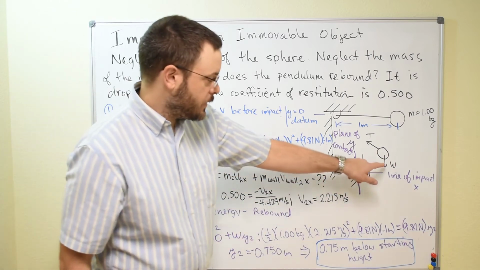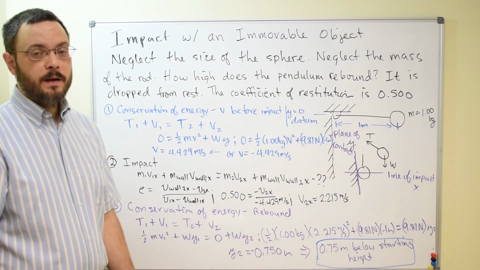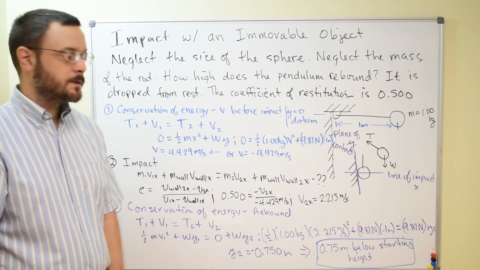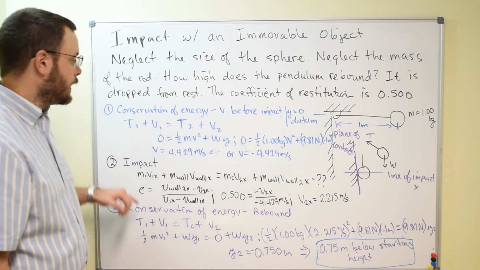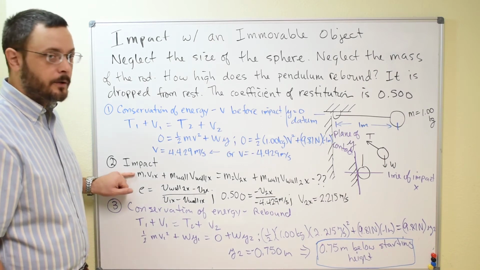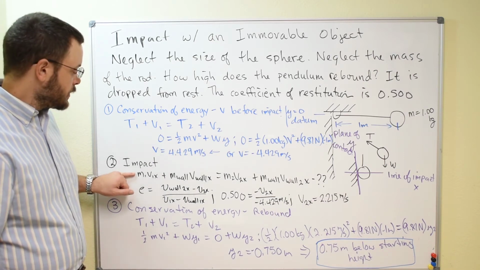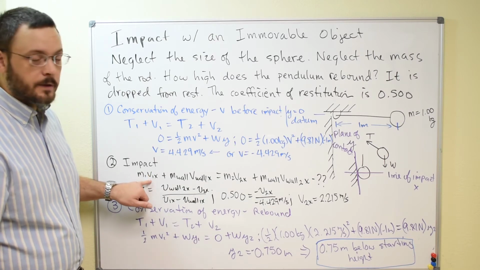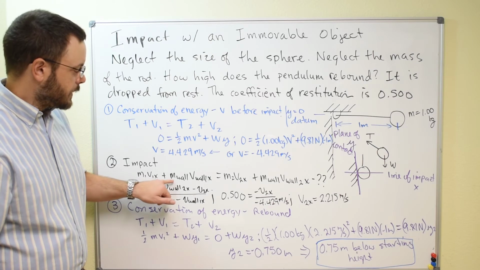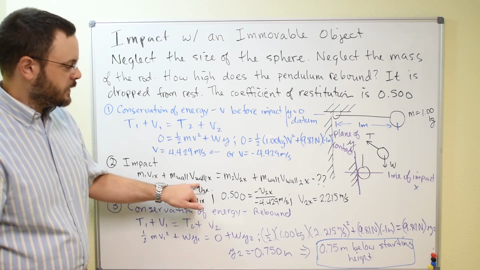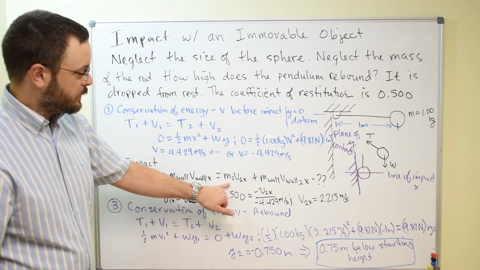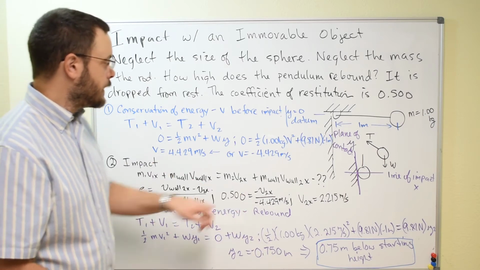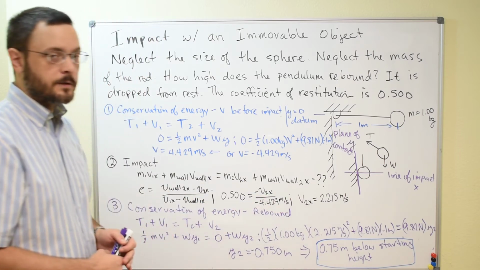Of course, there is the weight and the tension, but this impact is occurring over such a small time scale that we don't need to even consider those forces. So we'll do our linear momentum conservation equation. So we've got our mass of the sphere times the initial velocity of the sphere, plus the mass of the wall times the velocity of the wall, is equal to the final mass of the sphere times the velocity of the sphere, and the mass of the wall times the velocity of the wall.